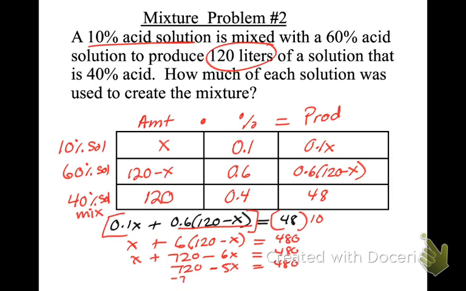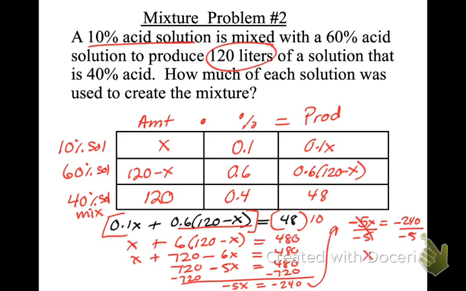I'm going to subtract 720. Be very careful here. Negative 5x equals, it's negative 240. Somebody said, isn't that 360? Those people are subtracting up and down. Don't make that mistake. Make sure you rewrite it when you do it. Okay, I'm dividing by -5. And we get x equals 48.